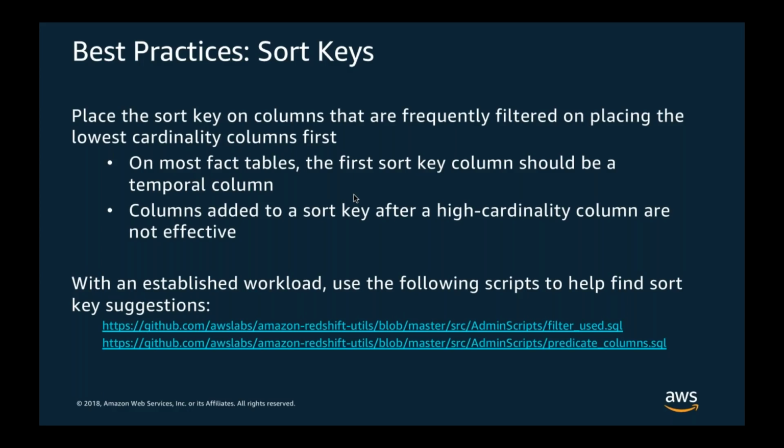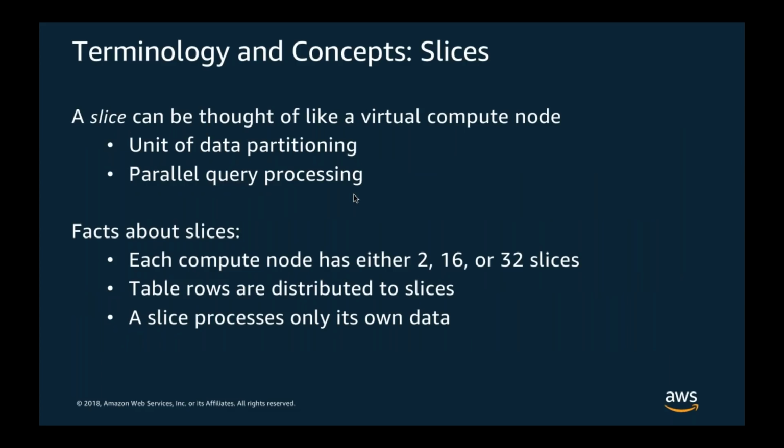Okay, so that's data sorting. Let's move on to the next concept, which is around slices. If you recollect, the Redshift cluster has one leader node, and we have a bunch of compute nodes. You can decide how many compute nodes you want, from 1 all the way up to 128.